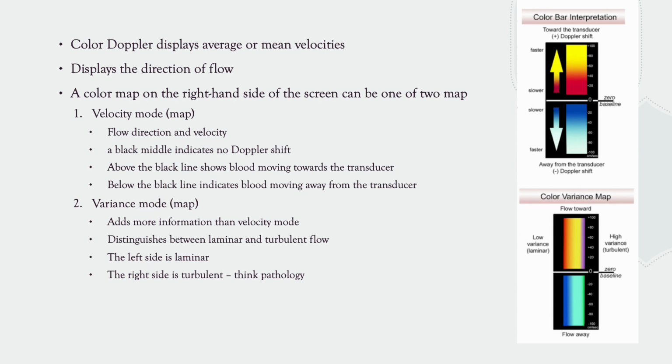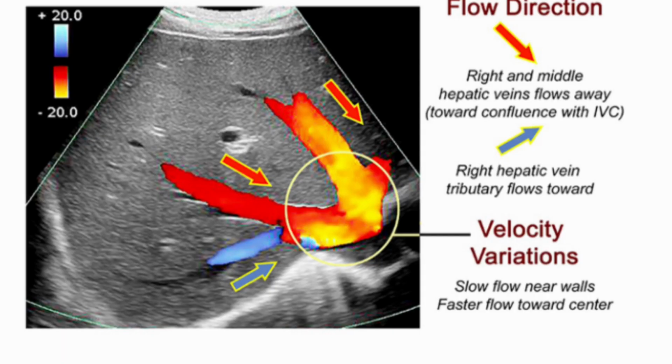The colors are not always consistent and can be inverted, so we just need to remember that top is towards the transducer and bottom is away. This image is just one way in which color Doppler is used in ultrasound. This image is an image of the liver, and it's showing the different directions and velocity variations of blood flow within that liver. We also use it for other things as well.